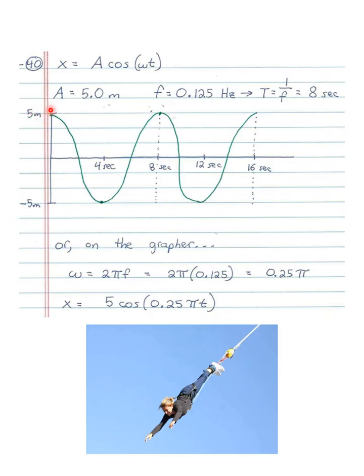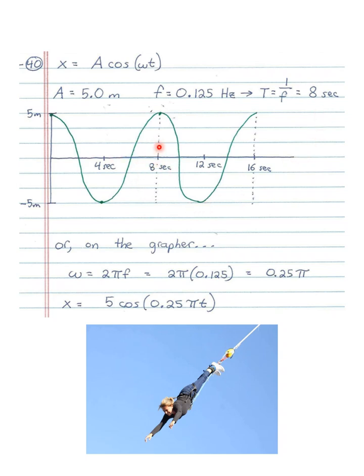And a cosine curve will start up at 5, and in one period it'll go down and then come up again. There's one period. And then another period, it'll go down and come up again. That's 2 periods. Now, we need to label the time axis, so we need to know how much is one period. So frequency is 0.125 hertz, period is 1 over frequency, so 8 seconds. So then we can go in afterwards and label our time axis.